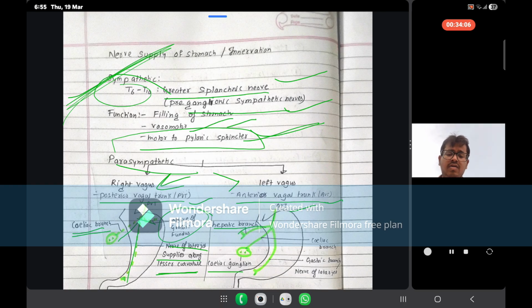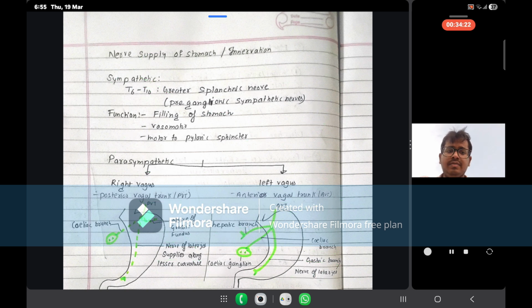We see we are having three things, that is the hepatic branch. This is the celiac ganglion. The dotted lines shown are from the backward side, and the main lines are shown from the above side. Hepatic branch, this is the celiac branch. And this is the gastric branch to the nerve of Latarjet, and this is the celiac ganglion.